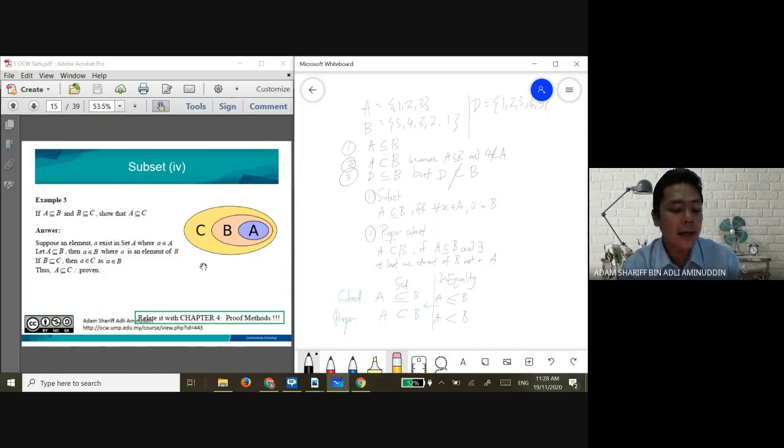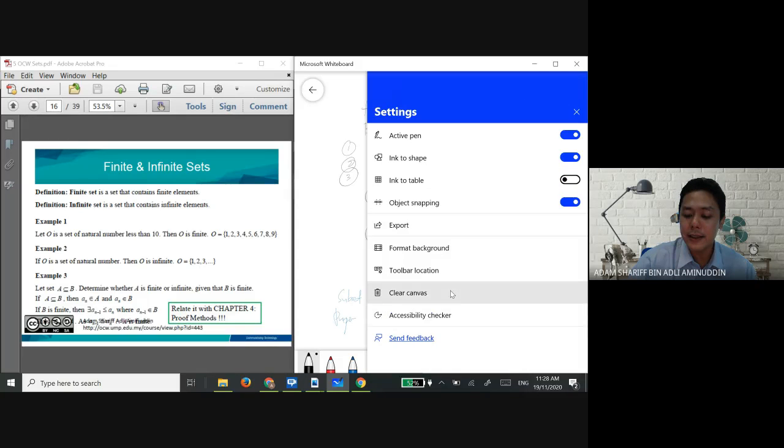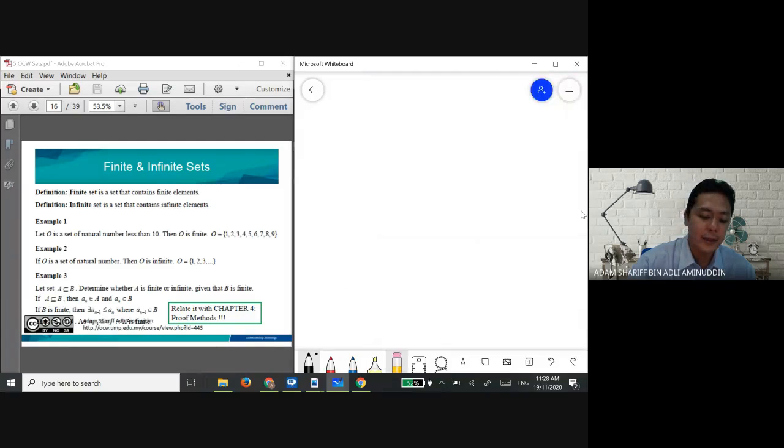So kamu jangan risau untuk soalan begini. Tetapi saya suka tanya soalan macam ni. Mungkin saya boleh tanya dalam assignment, saya boleh tanya dalam final exam. So be careful lah. Tapi jangan risau sangat. Proving exists in every chapter. Even chapter logic pun ada proving.